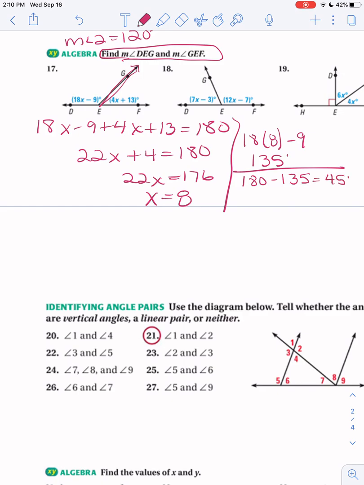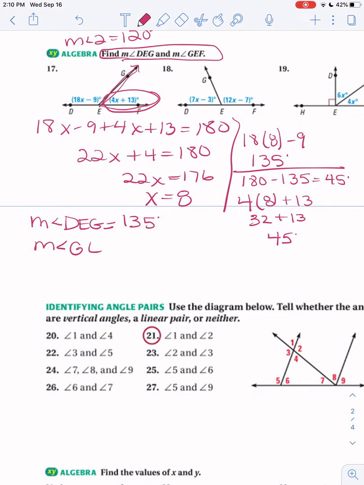But just to make sure, let's go ahead and substitute it back in. So we're going to take 4 times 8, I'm getting that from right here, plus 13. 4 times 8 is 32, plus 13, boom, there's that 45 we were talking about. So we would say that the measure of angle DEG equals 135, and we would say that the measure of angle GEF equals 45 degrees.